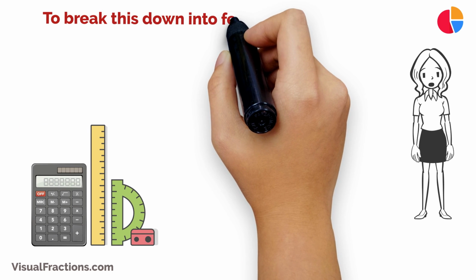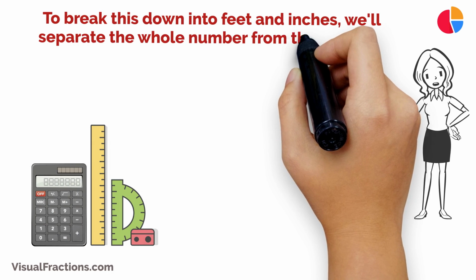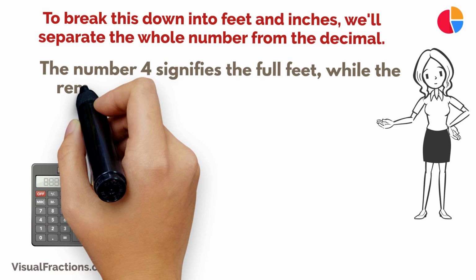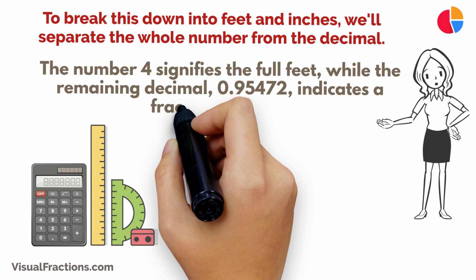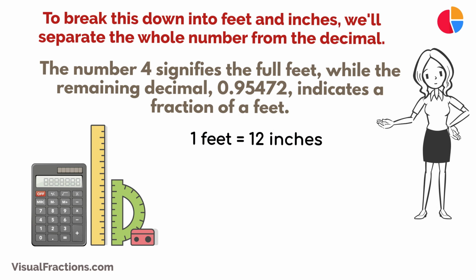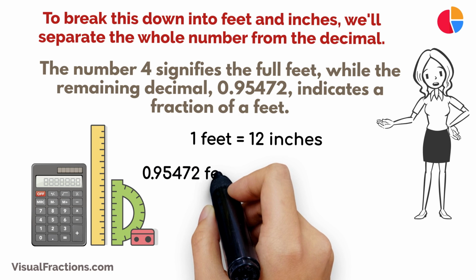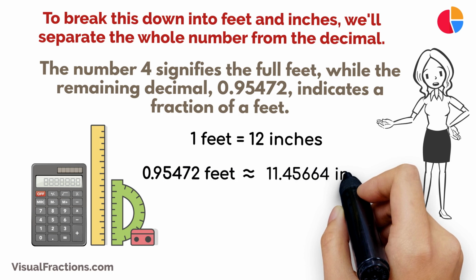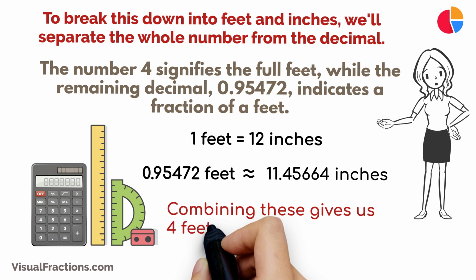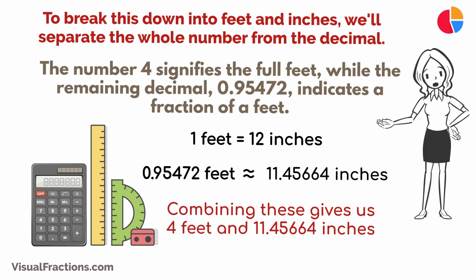To break this down into feet and inches, we'll separate the whole number from the decimal. The number 4 signifies the full feet, while the remaining decimal, 0.95472, indicates a fraction of a foot. Since 1 foot contains 12 inches, we'll convert the fractional part into inches by multiplying it by 12. Thus, 0.95472 feet is approximately 11.45664 inches. Combining these gives us 4 feet and 11.45664 inches, which we can round to 4 feet and 11.46 inches for simplicity.